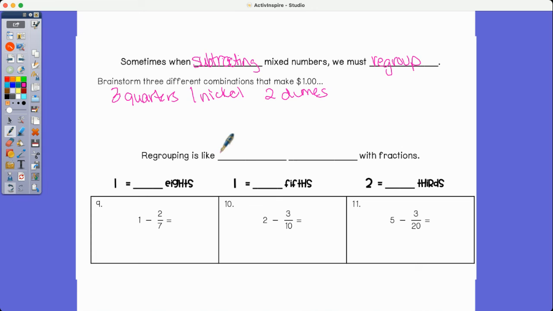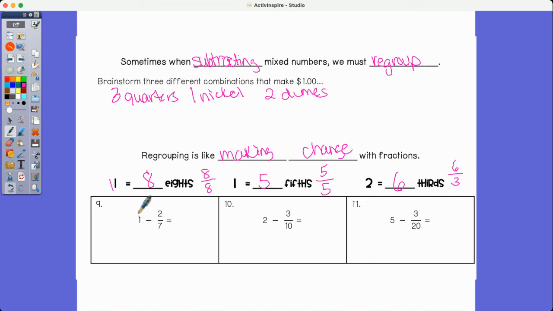So regrouping is like making change with fractions. 1 whole equals how many eighths? Well, that would be 8/8, right? 8 over 8 is the same thing as 1. 1 whole equals 5/5 like this. 2 wholes would equal how many thirds? Think about this. Well, 1 whole would equal 3/3. So 2 wholes would equal 6/3, or it would look like this.